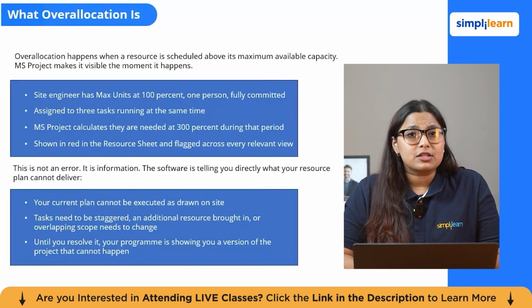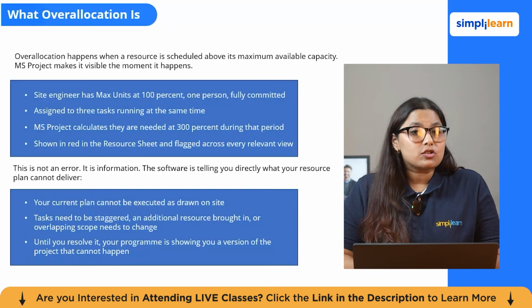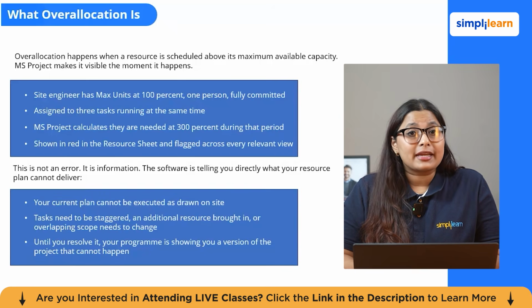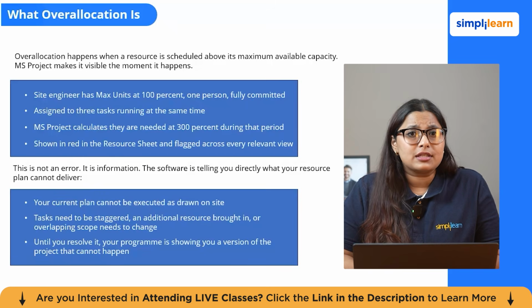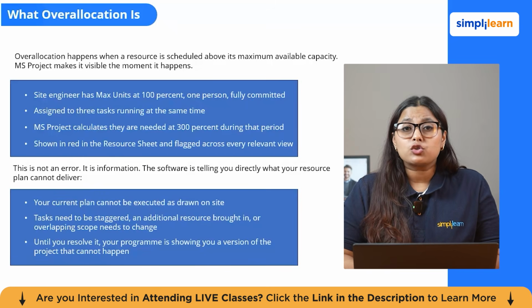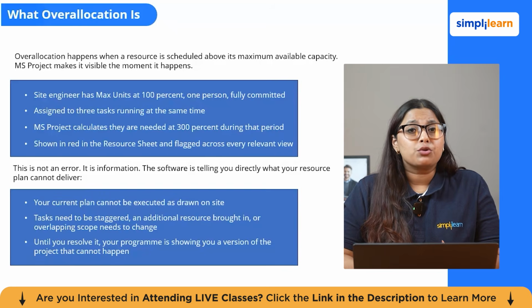It is not an error message telling you that the schedule is broken. It is the software telling you your current resource plan cannot be executed as drawn. Something has to give. Either the tasks need to be staffed differently in time or the scope of the overlapping tasks needs to be changed. There are 3 main ways to resolve this.